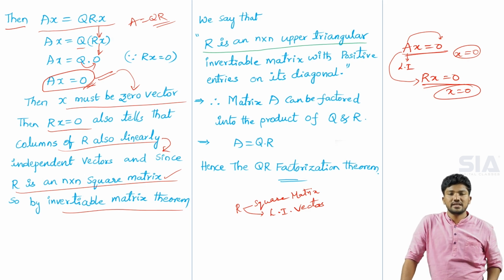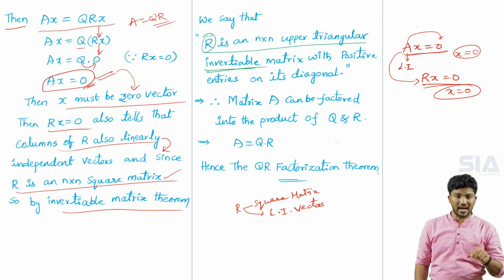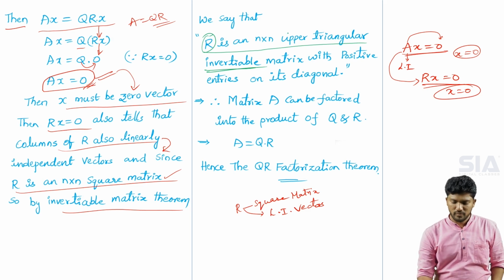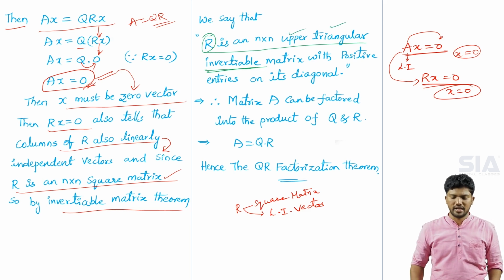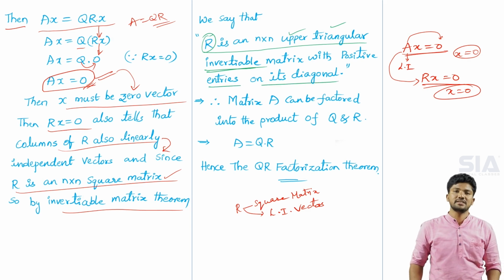Directly we can say that ఇక్కడ ఏంటంటే by invertible matrix theorem we have the possibility to say that capital R is only an invertible matrix, but since it has linearly independent vectors and it is a square matrix, we can also say that it is an upper triangular invertible matrix with positive entries on its diagonal.